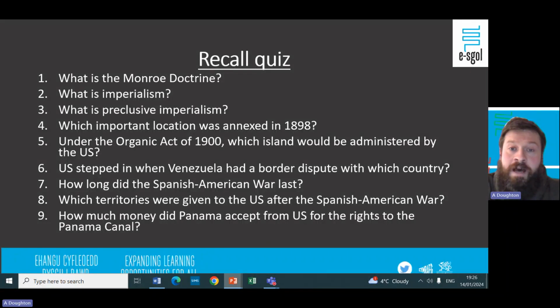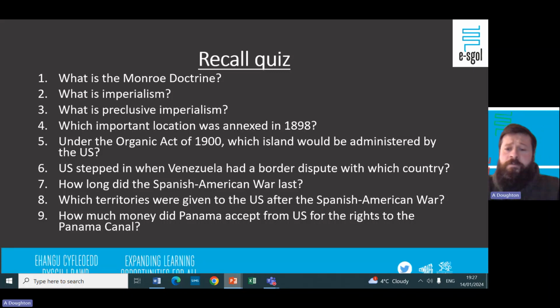Which important location was annexed in 1898? Hawaii. Under the Organic Act of 1900, which island would be administered by the US? That's Puerto Rico. The US stepped in when Venezuela had a border dispute with which country? Great Britain. How long did the Spanish-American War last? 4 months. Which territories were given to the US after the Spanish-American War? So you've got the Philippines, you've got Guam. How much money did Panama accept from the US for the rights to the Panama Canal? They accepted $10 million.